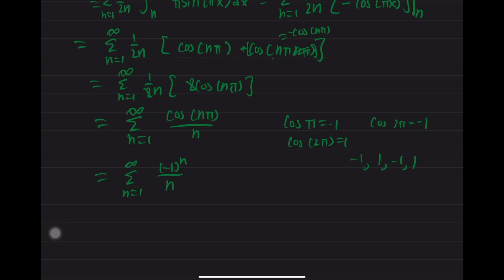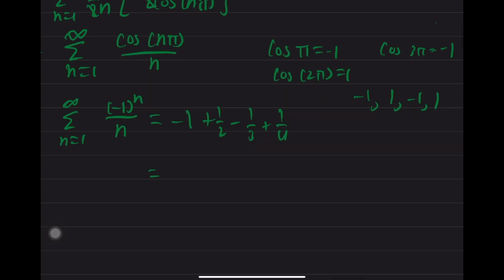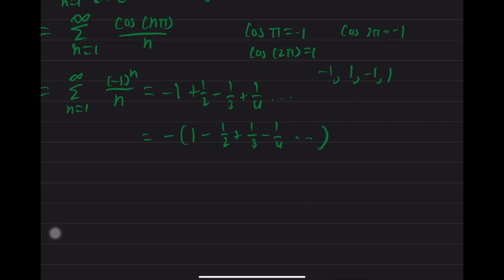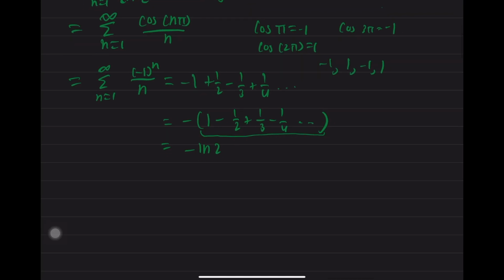Okay, now let's see what this is actually. This is negative 1 plus 1 over 2 minus 1 over 3 plus 1 over 4. And notice that this is the alternating harmonic series, but multiplied by negative 1. So you have 1 minus 1 over 2 plus 1 over 3 minus 1 over 4, and so on. So the value of this series is ln of 2. So this gives the value of our integral to be negative ln of 2.